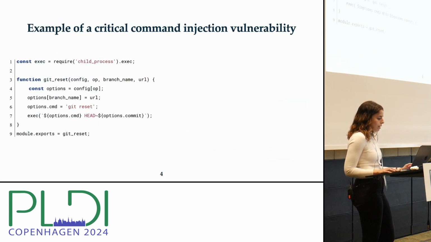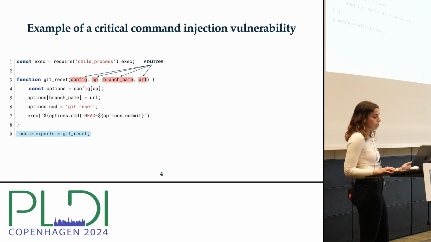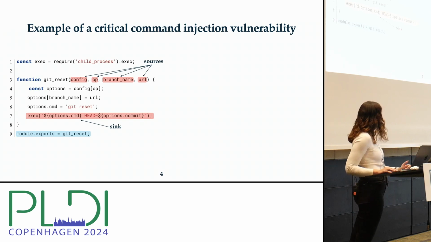So let's look at an example of a critical vulnerability in a Node.js application, specifically a command injection. So here we have a git reset function, which is designed to revert a Git repository to a previous commit. And this function is exported by the package, and so its parameters can be controlled by an attacker from the outside. And we call these sources. In line 7, we have a call to the exec function, and this function will launch a shell process that will execute the given command, and we call this a sink.